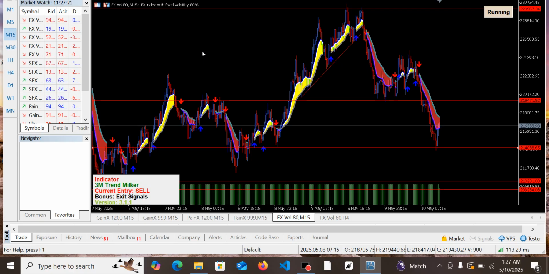And of course, guys, most especially for those of you who are using the same trading tool, just the one I am using right now, called the 3M Trend Milker Trading Indicator. Okay, this will help you to analyze better. So this is very, very important.